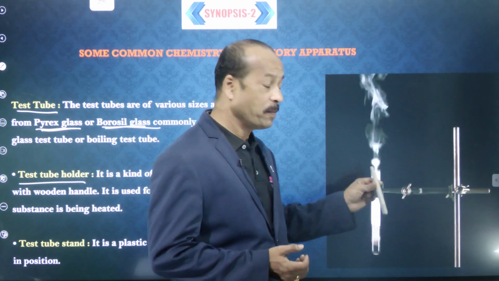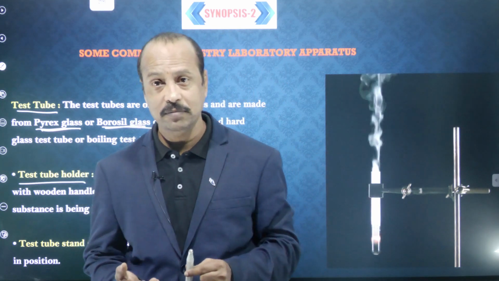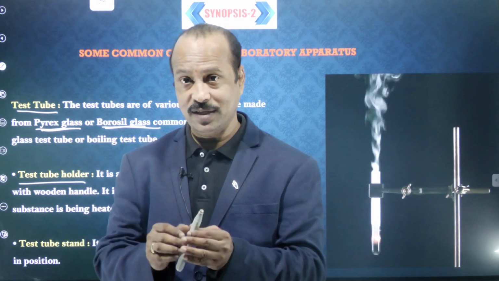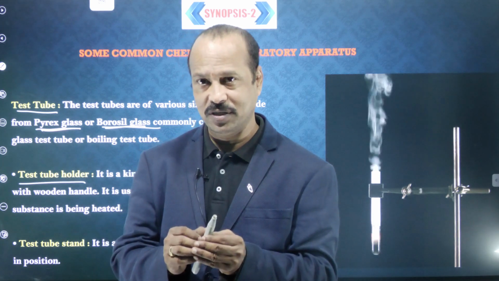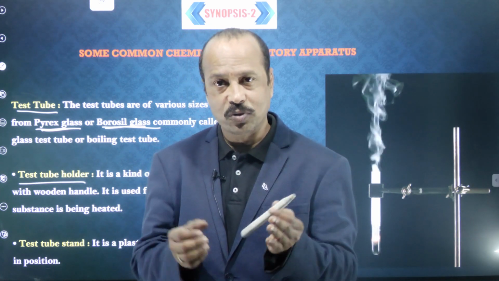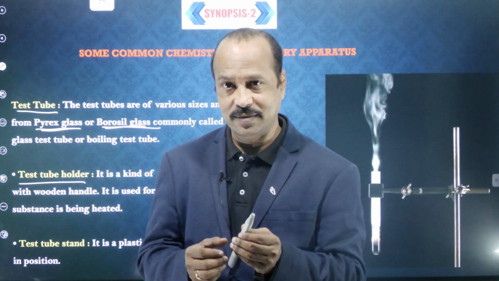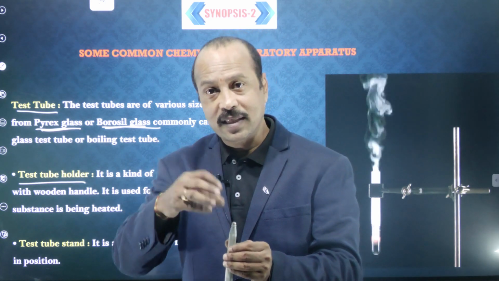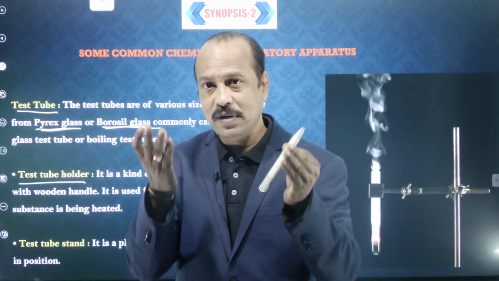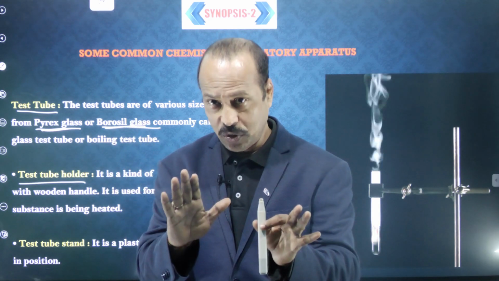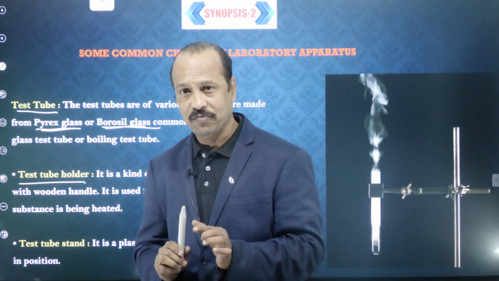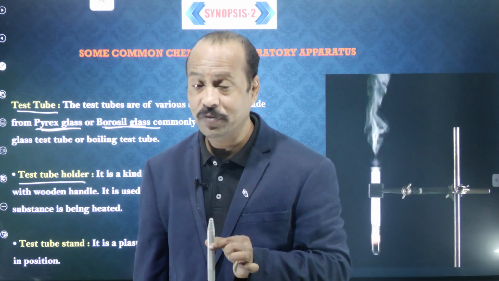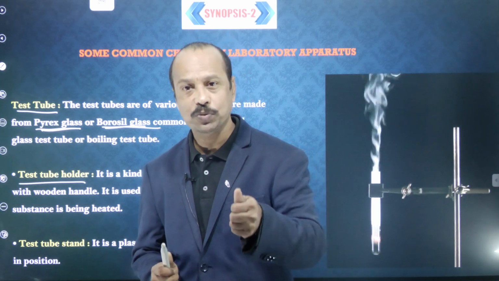Sometimes we want to heat it. Sometimes we may add acids and bases, so there are some reactions like exothermic reactions, during which a large amount of heat is released, and sometimes the chemicals inside may spill or come outside. So it is not safe to hold the test tube in the hands. What do we use for that? We use a test tube holder.